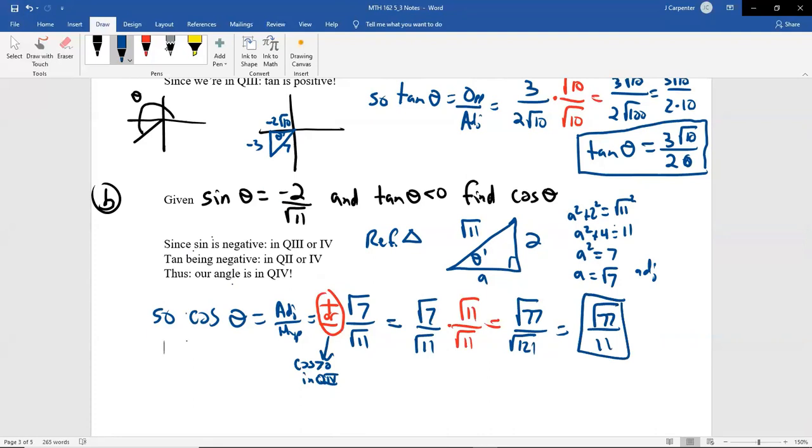If for some reason our angle had been in quadrant 3, then this would have been a negative answer. That's the only difference there.